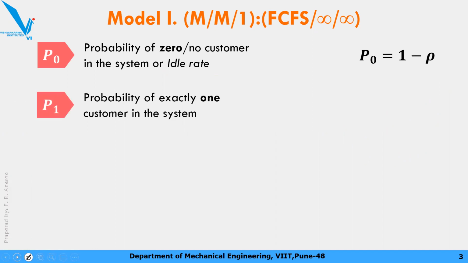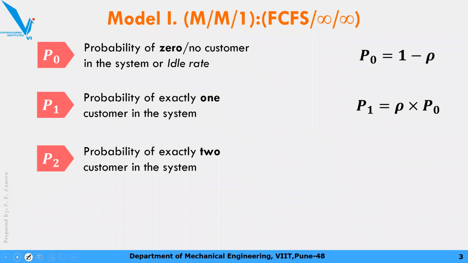Next one, what is the probability P1? P1 stands for the probability of exactly one customer in the system. Now read this carefully: P1 stands for probability of having exactly one customer in the system. Okay, only one customer is in the system. So that you calculate by rho into P0, utilization factor into idle rate. It gives you P1. Similar to that, P2, probability of exactly two customers in the system.